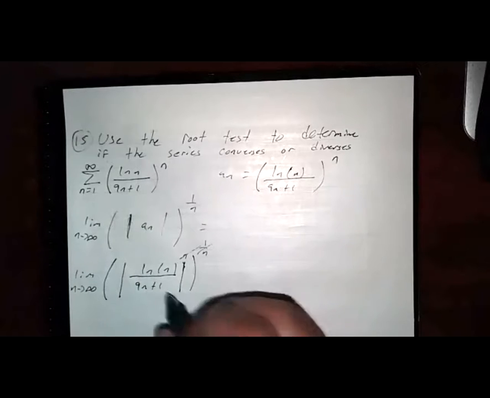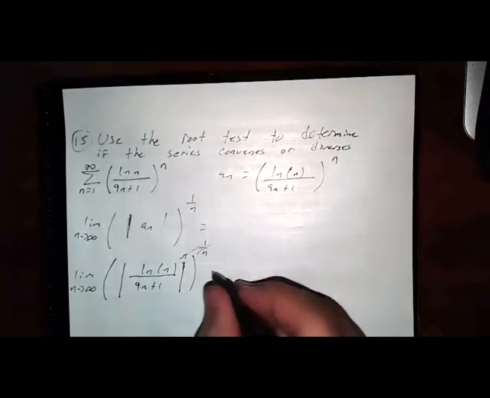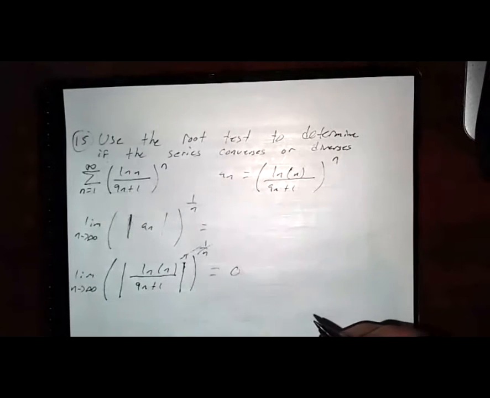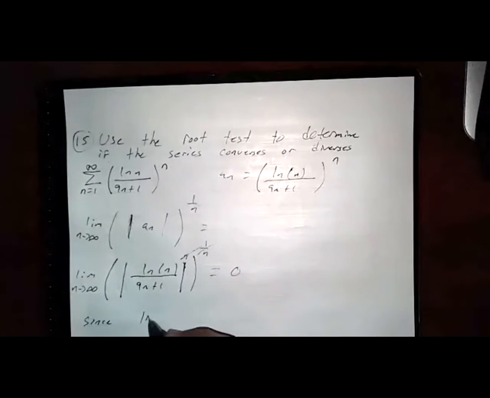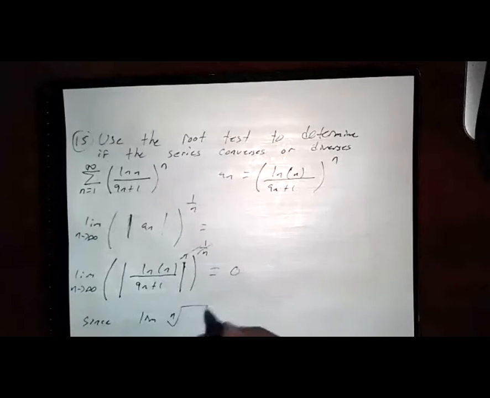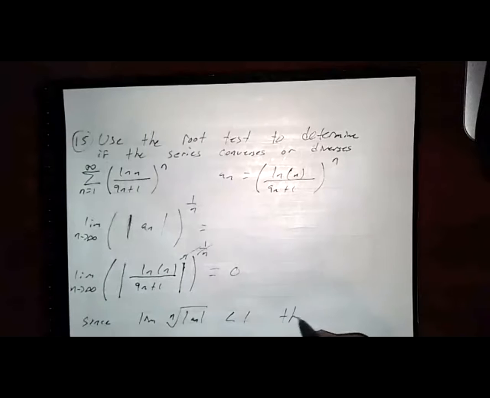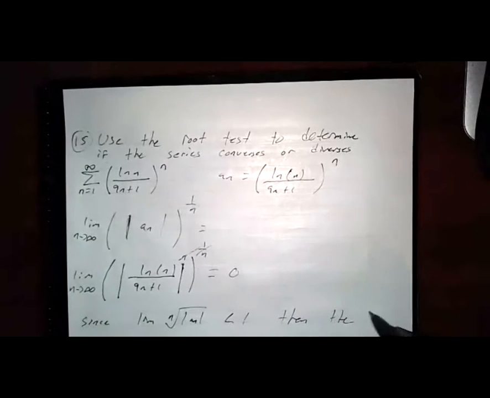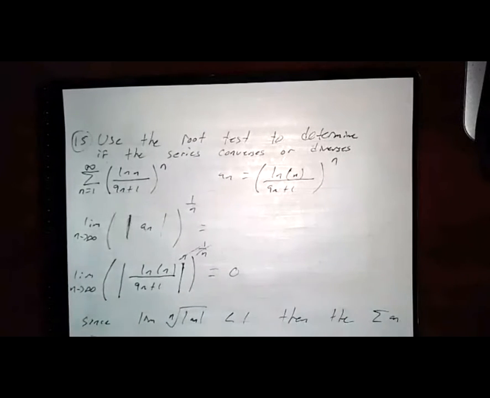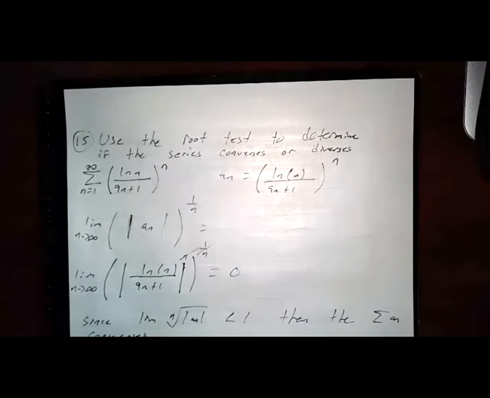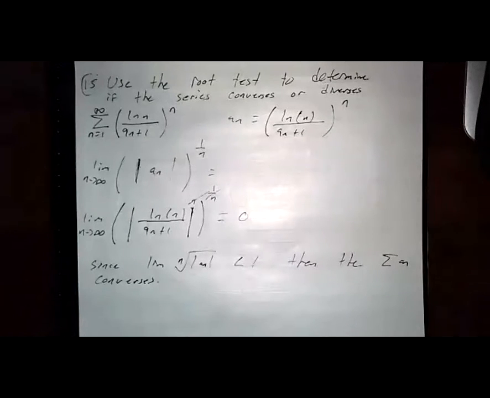The 9n plus 1 will grow much faster than the logarithm, so the limit will be equal to 0 because the n's are gone. So since the limit of the nth root of a sub n is less than 1, then the series a sub n converges. That would be your conclusion. Are there any questions on this problem?